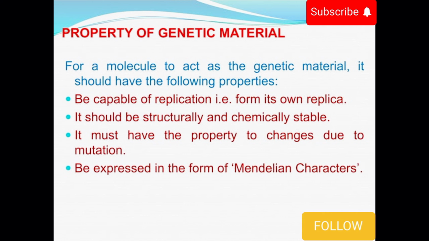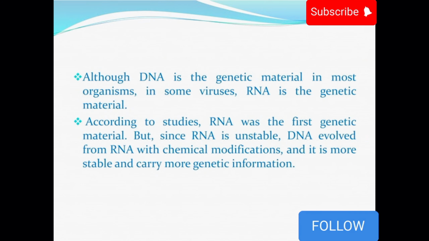The change may be either small or large, but when these properties take place, it is the property of a genetic material. And be expressed in the form of Mendelian character, that each character is controlled by two alleles, and alleles are alternate forms of genes. So although DNA is the genetic material in most organisms and some viruses, RNA is the genetic material in some viruses. The genetic material is DNA, but there are certain viruses in which the genetic material is RNA.